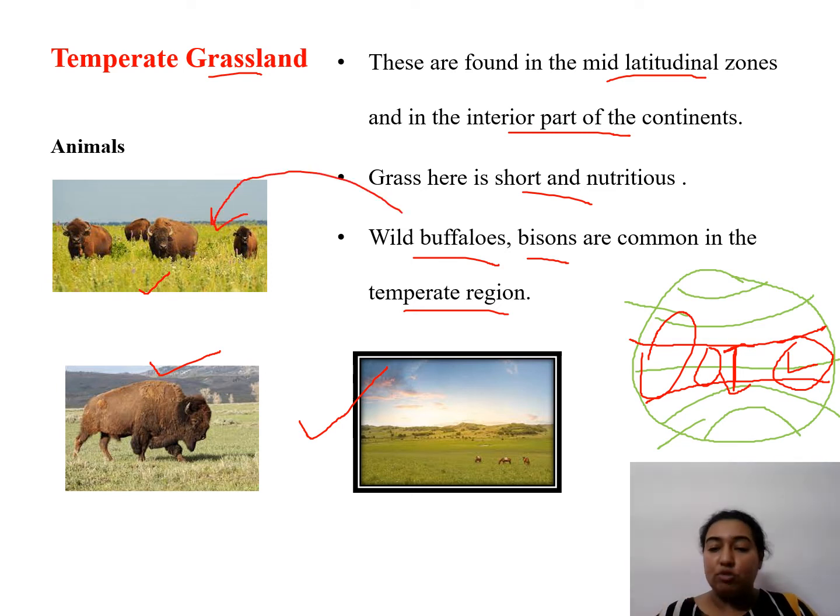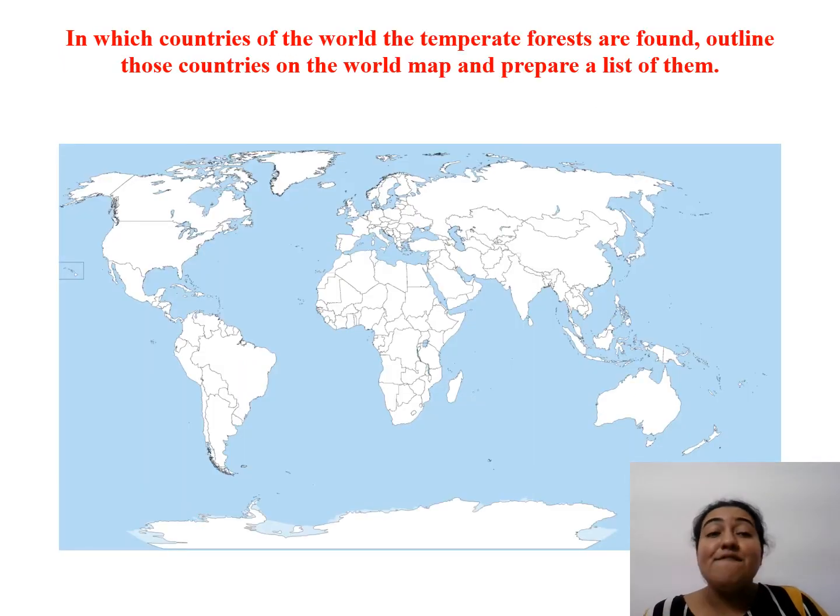That's why they are able to survive. Yes. So these are the main features and characteristics of temperate grasslands. Now before moving forward, in which countries of the world are temperate forests and grasslands found? You need to outline those countries on the world map and prepare a list of them.